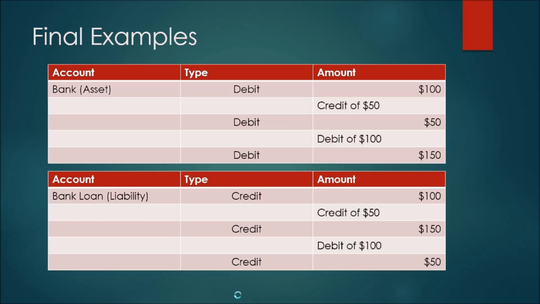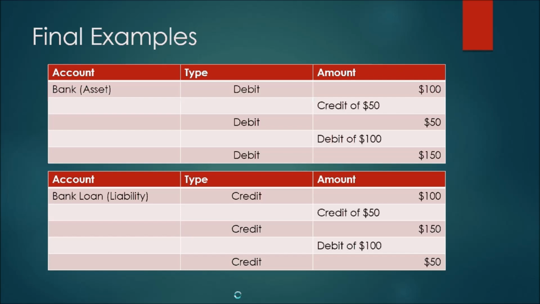Same on the credit side with stuff that I owe. If I had a bank loan where I owed $100 to the bank, then if I were to apply a credit of $50, that would be a credit on a credit, which would make it $150. If I were to pay it off by $100, which would be a credit of negative 100 or a debit of $100, then my credit will only have $50 left in it.